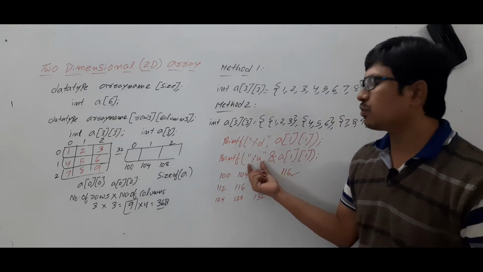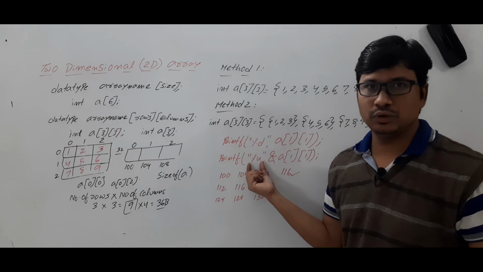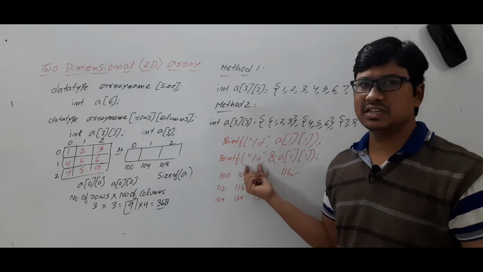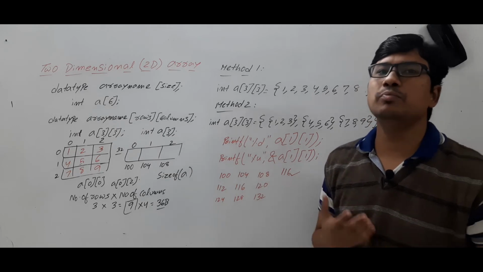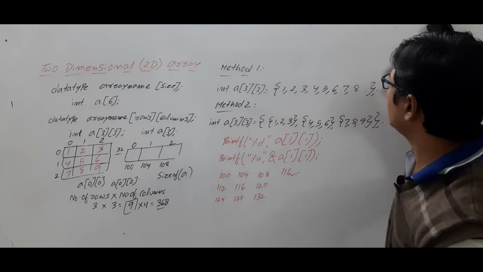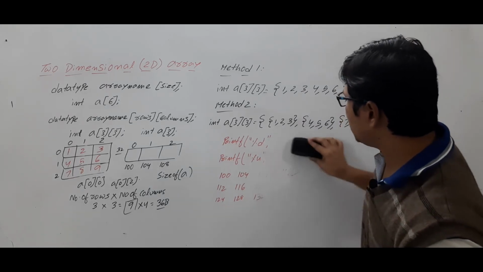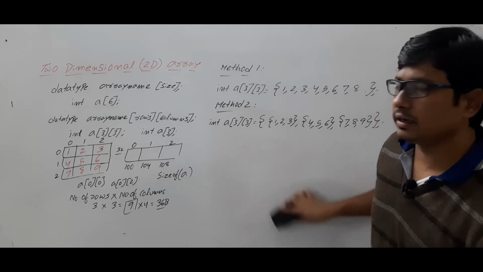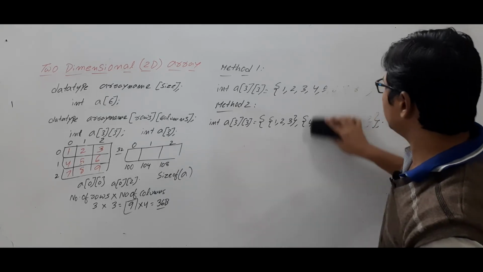Now you can ask me, sir, why did you specify %u? This is for unsigned int. The reason I am specifying unsigned int is that an address will always be a positive number. So that's why I am specifying unsigned int here. Is it clear?